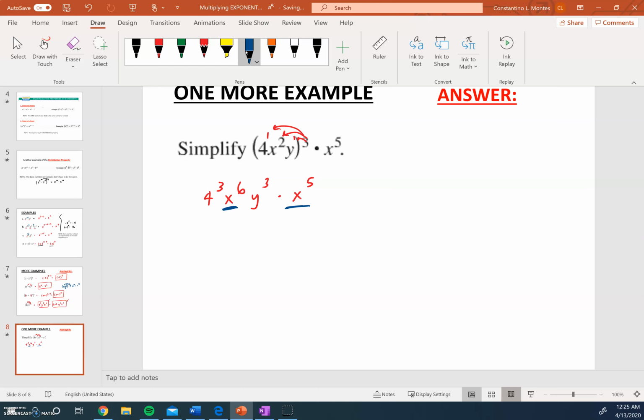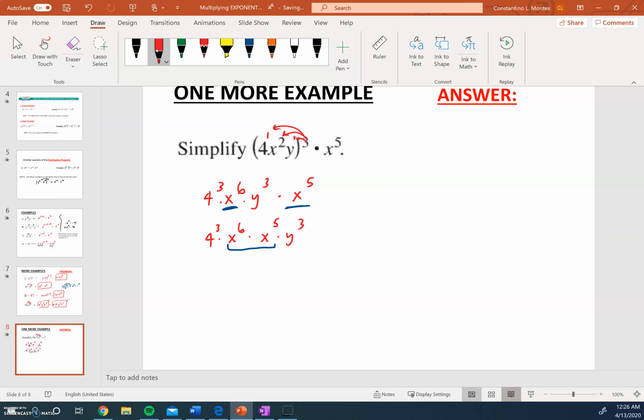So what I'm going to do is I'm going to rearrange this. I'm going to rewrite this as 4 to the 3rd, x to the 6th times x to the 5th, and y to the 3rd. All multiplication between those. I'll put those in. I know I said I didn't care for them earlier, but let's put them in for fun. So in this case, what I can do is I can actually use a specific property with that. I can use the product of powers.